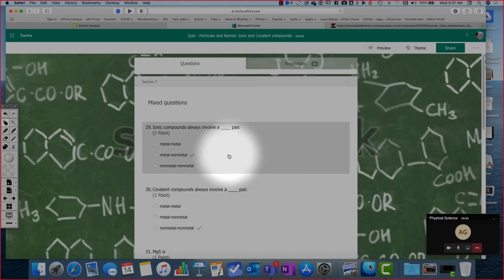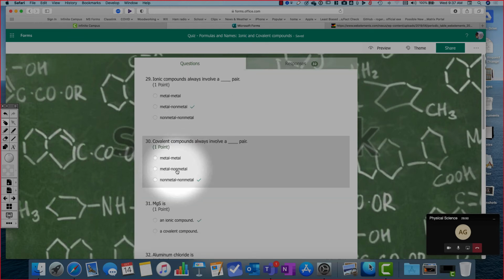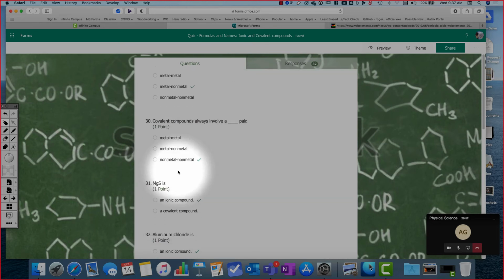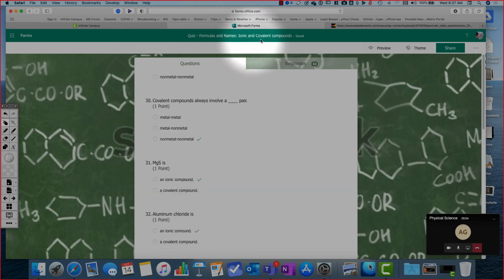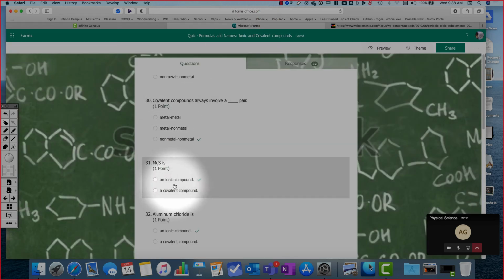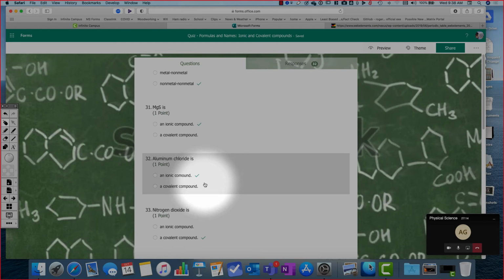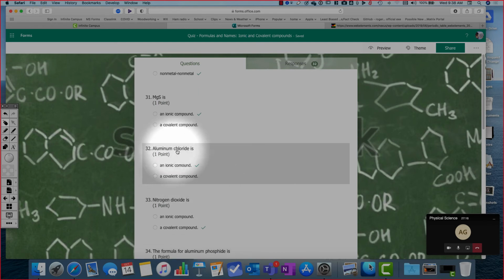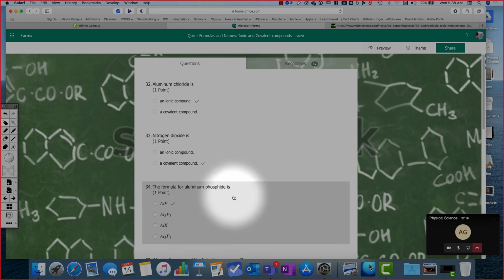All right, mixed stuff. Ionics are always metal to nonmetal, and covalents are nonmetal to nonmetal. MgS, look at the periodic table. Mg is magnesium, which is a metal. Way over here, S is sulfur, which is a nonmetal. Because it's a metal to nonmetal, it is an ionic compound. That's the only way that you know that. Aluminum chloride is a metal to nonmetal, so it is ionic.